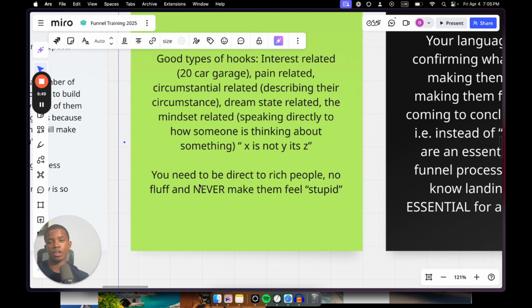It's very different. Rich people are not in fight or flight mode. They're not begging for solutions. They're looking for things that are going to elevate them, but it's not like they're in a bad situation that they need to get out of.